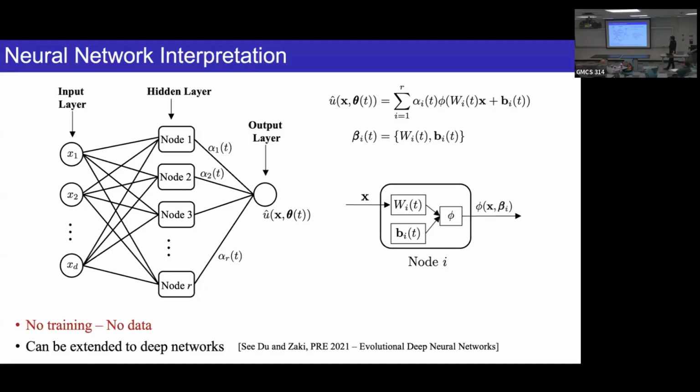As I said, this can be and has been expanded to deep neural networks. I want to give credit to Tamer Zaki's group, who actually did this in the context of deep neural networks in this PRE paper. But as I said, it turns out that these kinds of networks are a special case of shape-morphing solutions. So it's good to have that interpretation in mind as well.